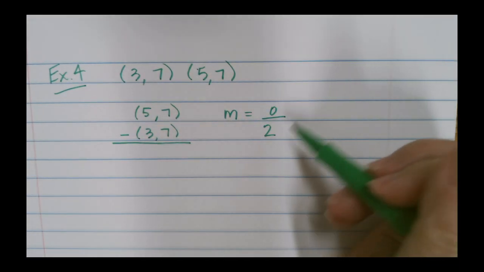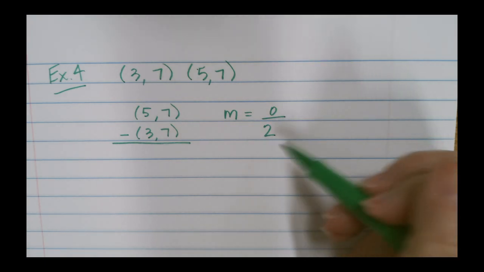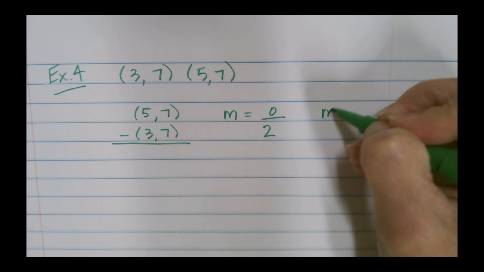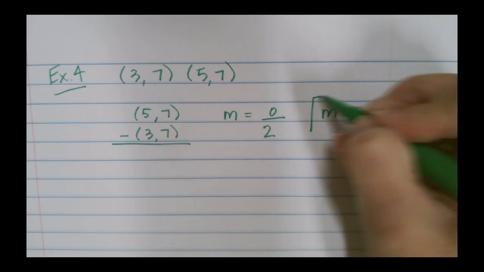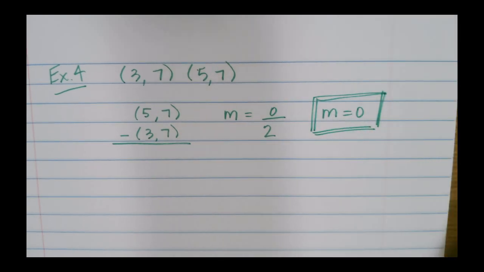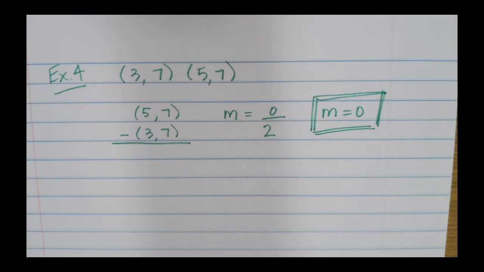All right, so now we have to ask ourselves, what does this mean? What happens when 0 is in the numerator? Well, the answer is 0. So if 0 is in the numerator, the answer is 0.